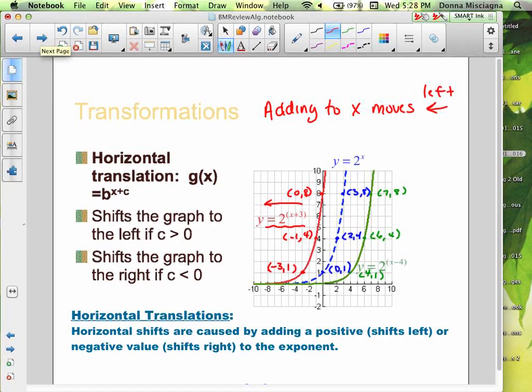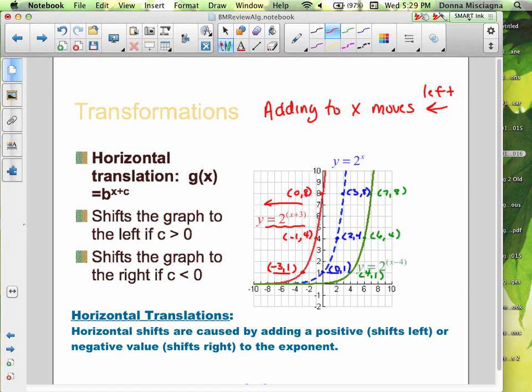Okay. So now if we compare our points, so we have 0, 1, and then over here I have negative 3, 1. Okay. So same y value. So to graph y equals 2 to the x, I only have to plug in 0 to get to 1. Right? So I have to plug in 0 and I'll get 1 as an answer. If I want 1 as an answer for y equals 2 to the x plus 3, I have to plug in a much smaller number because it's negative 3 plus 3 that would give me 0.